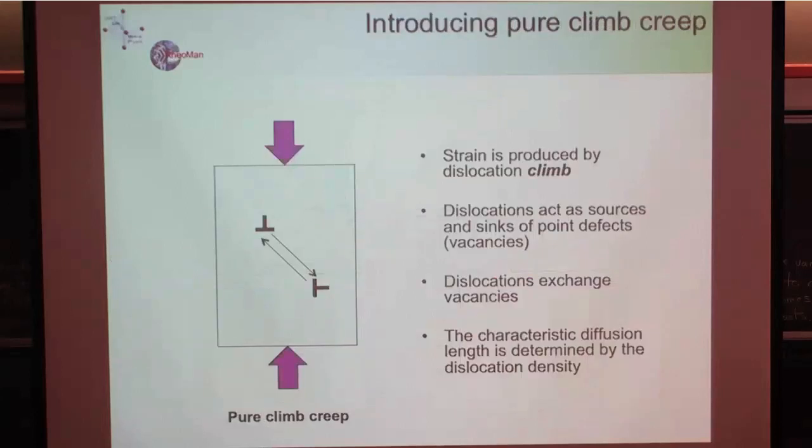So can we describe this mechanism? Yes, this is another creep mechanism. We call that pure climb creep, where all the strain is produced by climb. So we have now dislocations which act as sources and sinks of point defects, as the grain boundaries did actually in the diffusion creep. They exchange vacancies and they move only by climb.